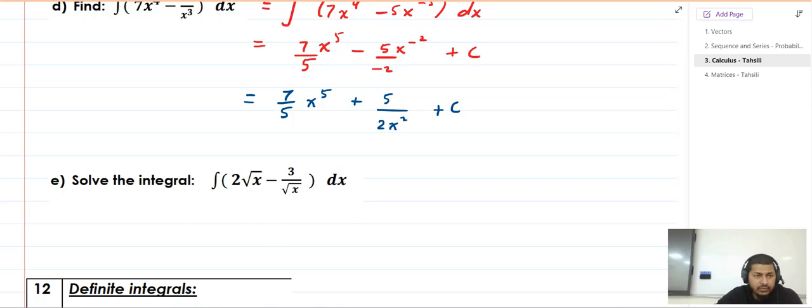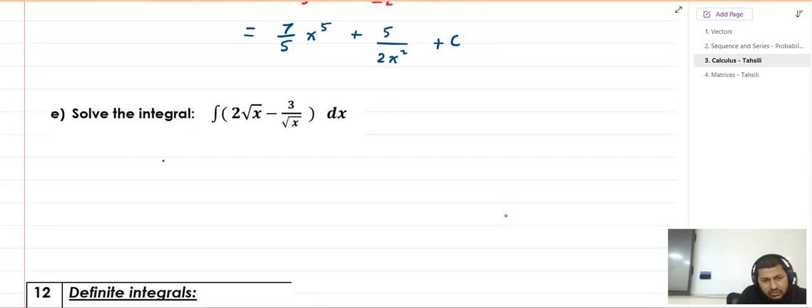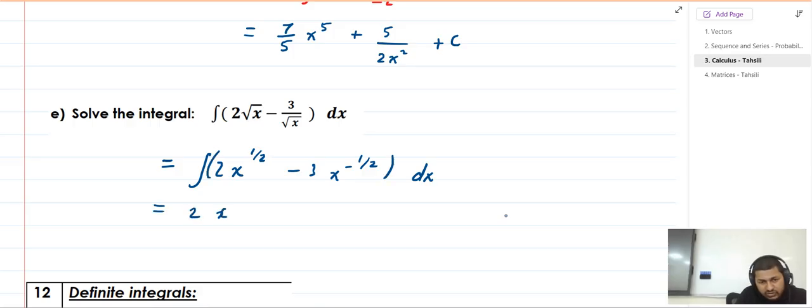And the last problem, remember we got square roots and stuff, so please write it in power form. It's quite simple. So if I find the integral of 2x to the power half minus 3x to the power negative half, you know we have x to the power half down, if you bring it up it becomes a negative power, dx, right? So I've got 2x to the power, add 1, we'll get 3 over 2, divided by 3 over 2, minus 3x to the power half divided by half, plus c.